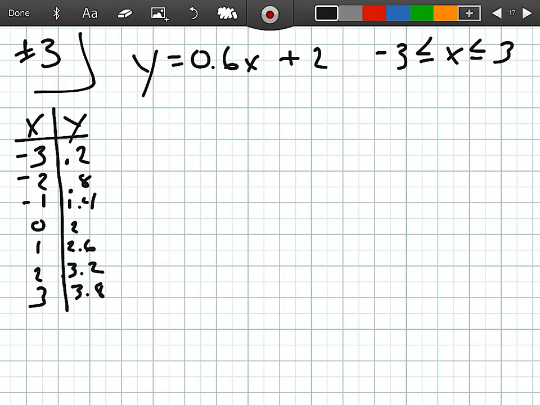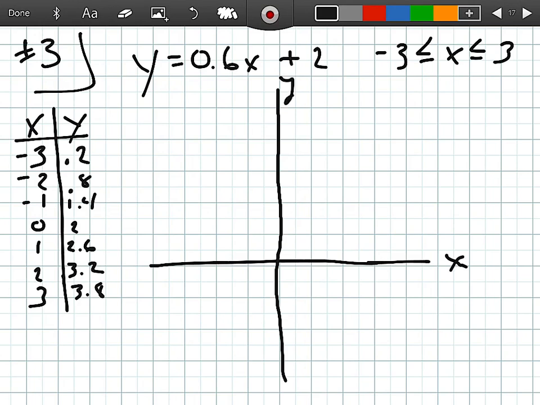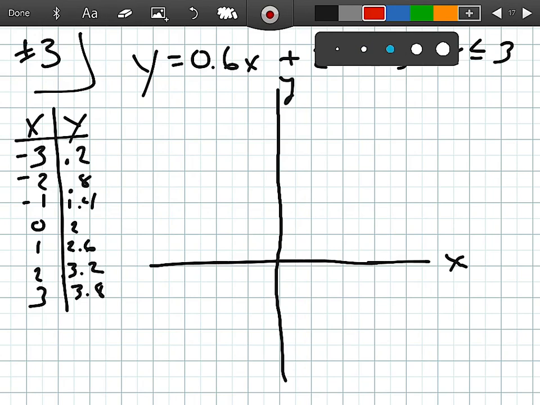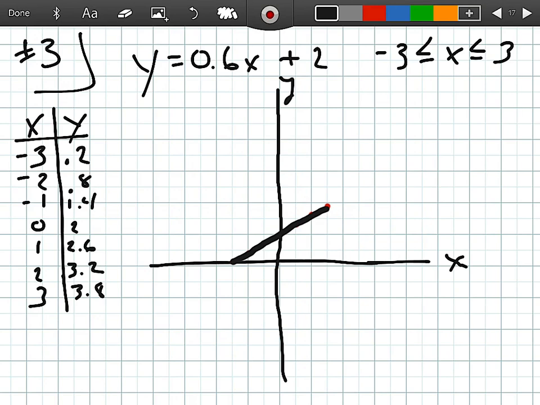All right, and then you put in some, this is my x, this is my y. So I go to point -3, and go to 0.2, so I'm about right there. -2 is 0.8, -1 is 1.4, 0 is 2, 1 is 2.6, 2 is 3.2, and 3 is 3.8. Ta-da!